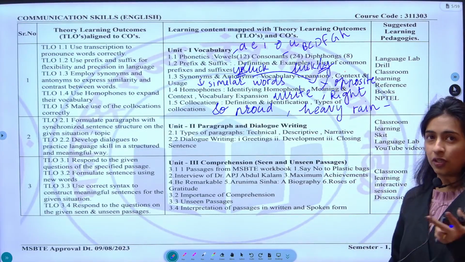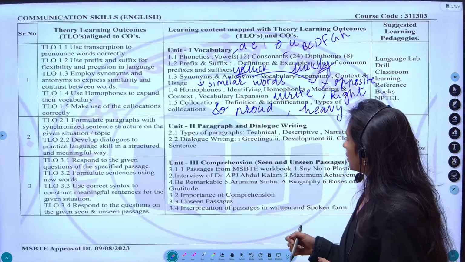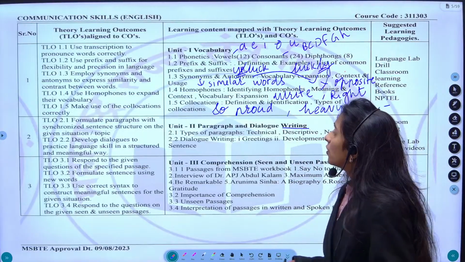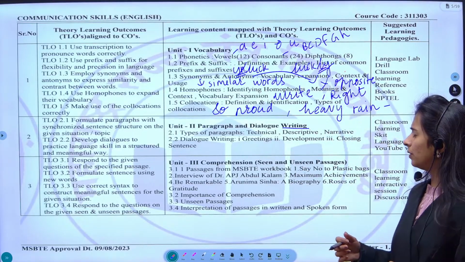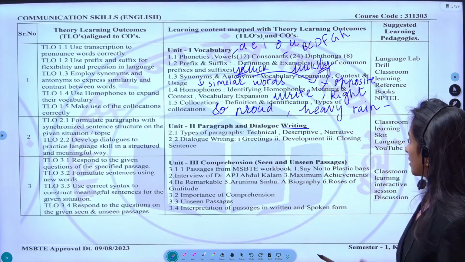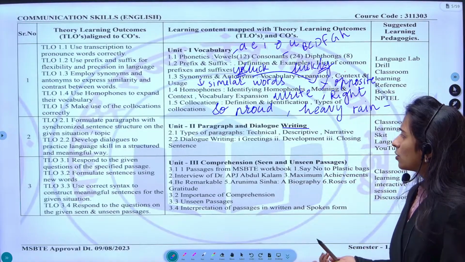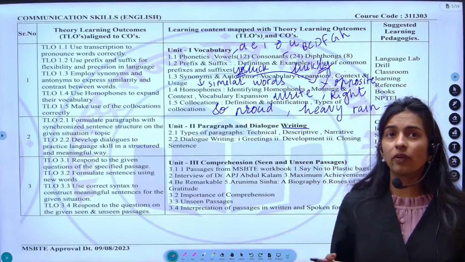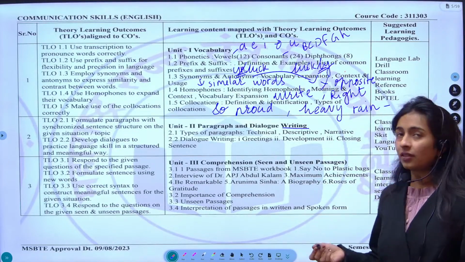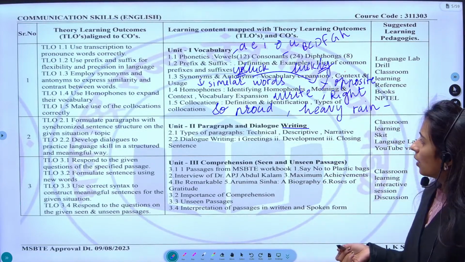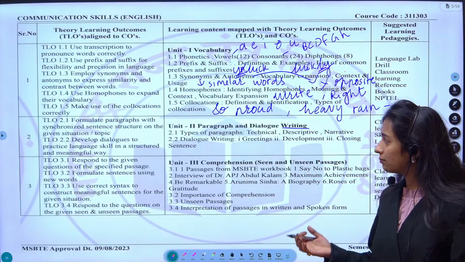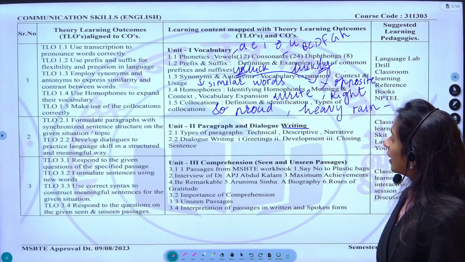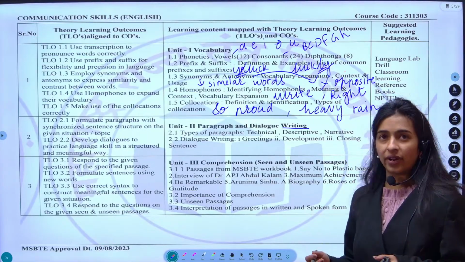Next is Unit 2. Let's see what is there in Unit 2. There is paragraph and dialogue writing. It's a writing skill where we are majorly focusing on technical terms, descriptive and narrative things. They'll give you maybe a picture or a situation or scenario, where you are going to explain in a paragraph, or maybe a table which has data included, and you have to write a paragraph on it. Then 2.2 will be dialogue writing.